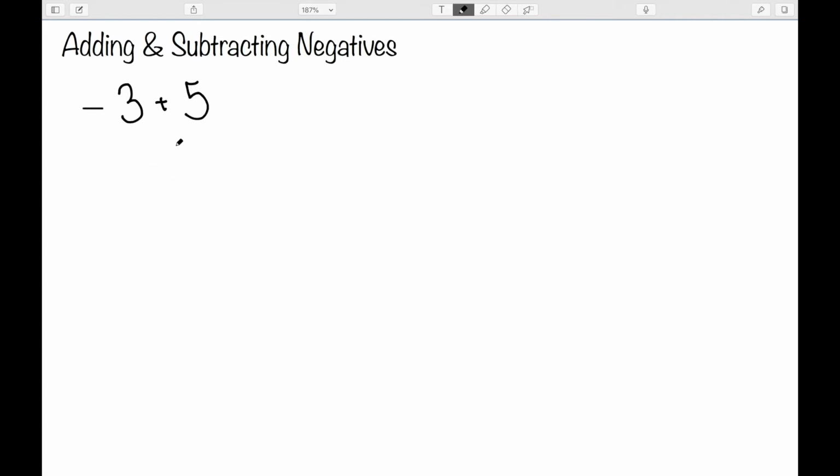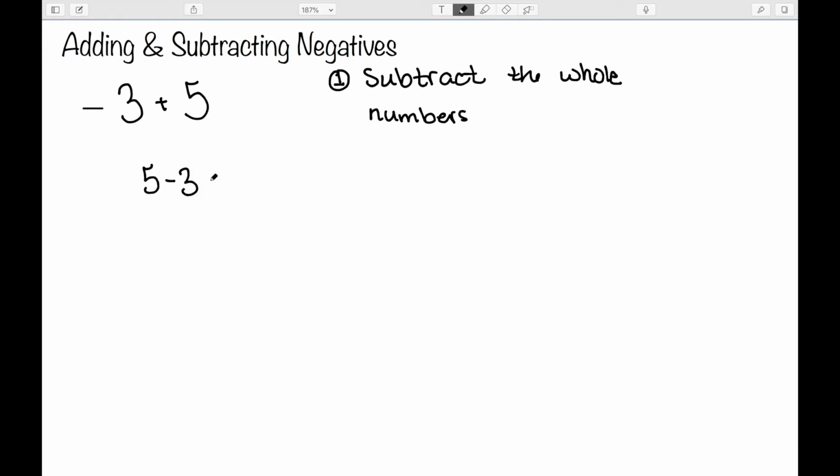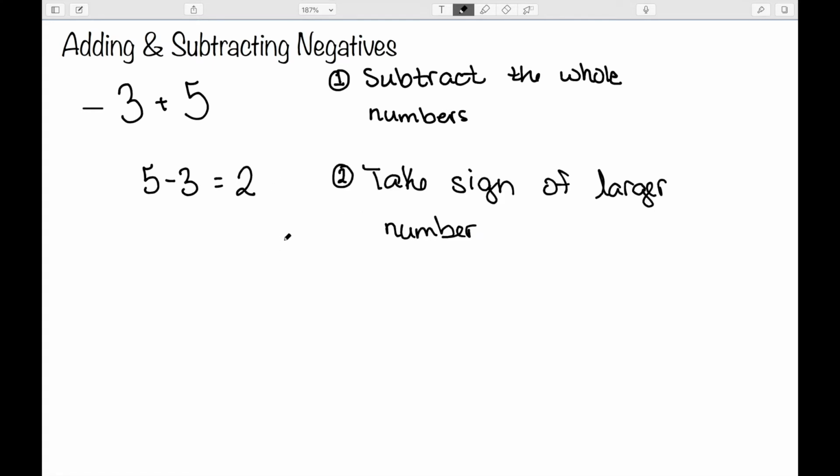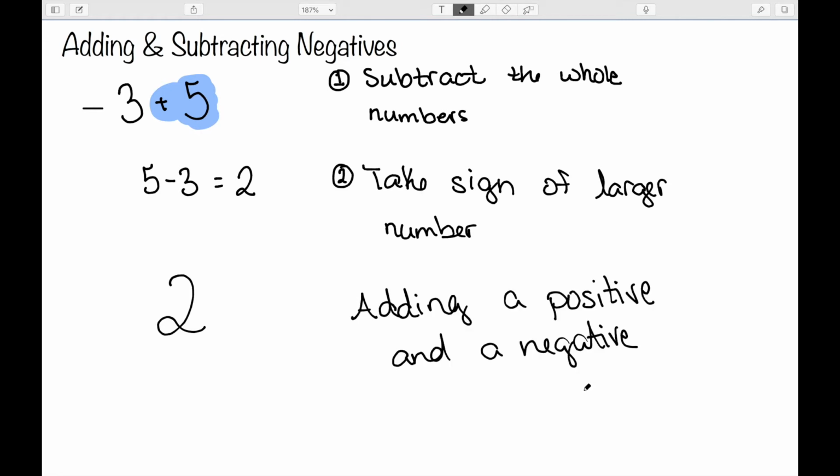Let's think of something like -3 plus 5. The first step here would be to subtract the whole numbers. So 5 minus 3 is equal to 2. We then take the sign of the larger number. So between 3 and 5, 5 is bigger. It has a plus sign in front of it, so we want positive 2. So here the answer would be 2. So this is the general algorithm for adding a positive and a negative number.